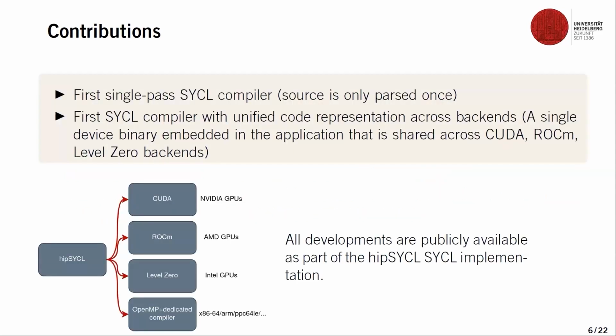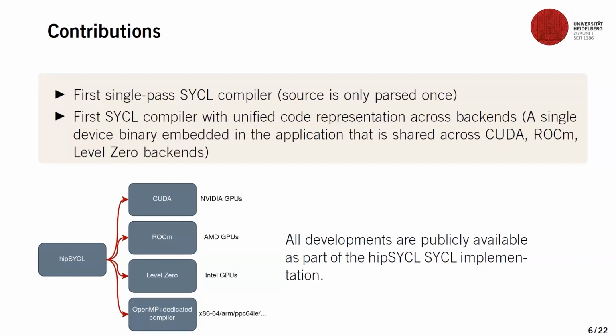And this is basically what we've done in this paper that I'm presenting here. So here we are presenting the very first single pass SYCL compiler, and I mean single pass in the sense that the SYCL specification also uses this terminology, in the sense that the source code is only parsed once. And it's also the first SYCL compiler with a unified code representation across the backends, meaning a single device binary that's embedded in the application that is then shared across our CUDA, HIP, and Level Zero backends. And all of these developments are already publicly available as part of the hipSYCL implementation.